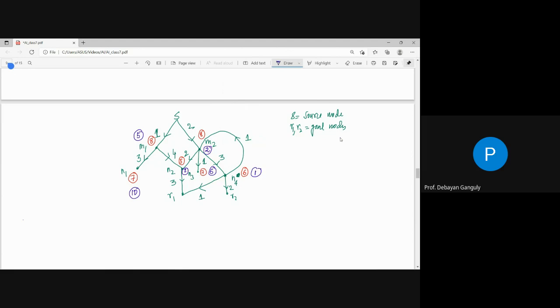And also, I'm giving you another graph where you have to find the heuristic from the source node to R1 and R2. Whichever you can reach, R1 or R2, that will be the goal. You have to run the A star algorithm and also uniform cost.